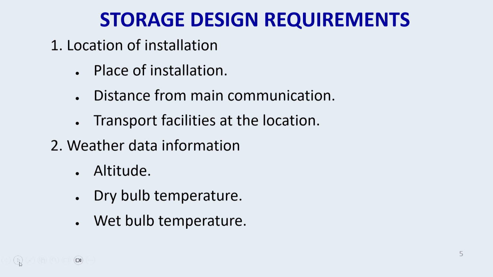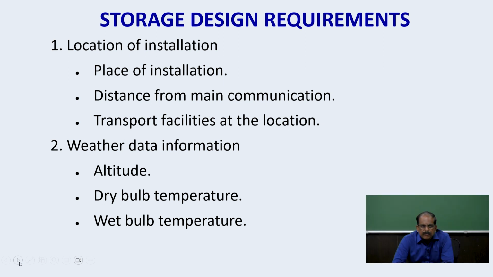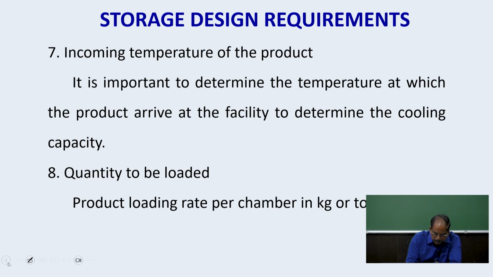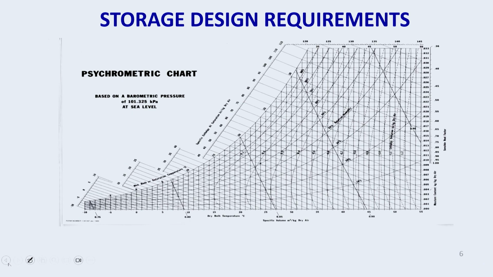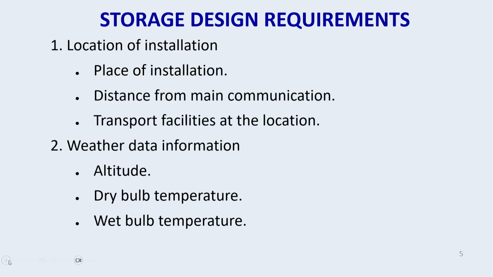Second thing is weather data information, gathering of weather data. What is the altitude of that particular location? Dry bulb temperature and wet bulb temperature. These are all very important properties of air. So dry bulb temperature is the temperature measured by an ordinary thermometer.